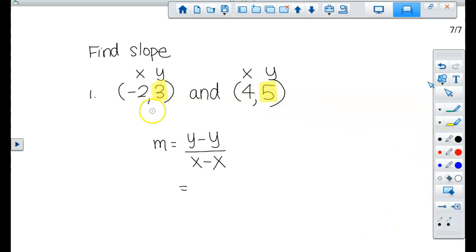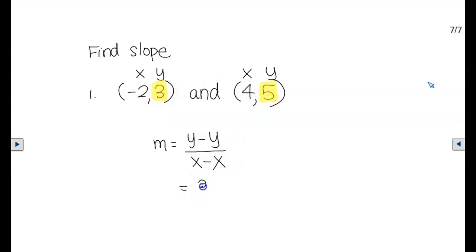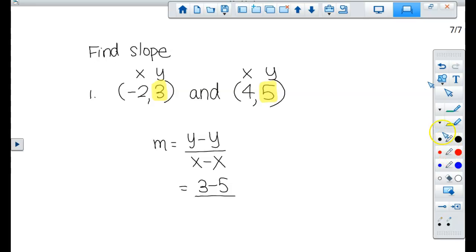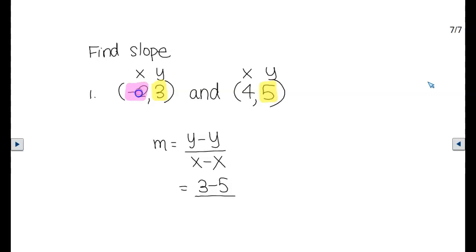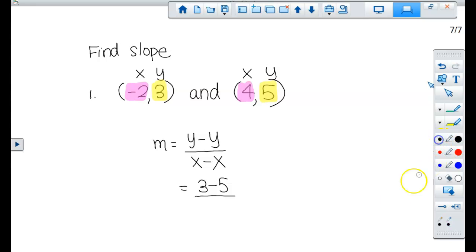So I'm going to do y minus y. I'm going to do 3 minus 5. Okay, so next up, I see that I've got x minus x. Well, my x's are negative 2 and 4. So I'm going to do x minus x. That means negative 2 minus 4.